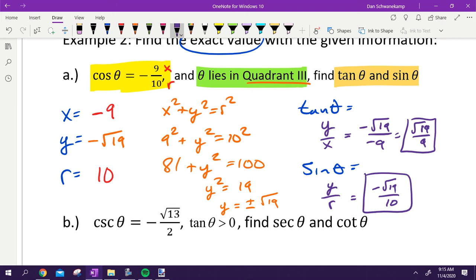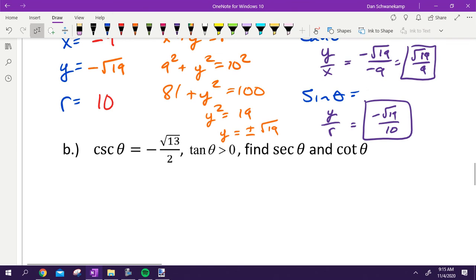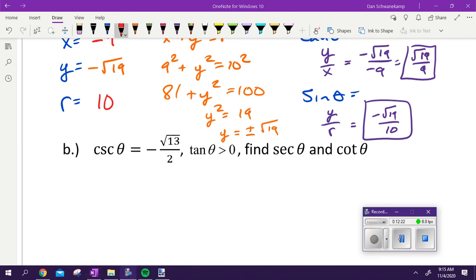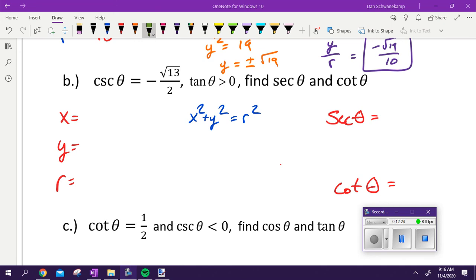Questions on A. Let's do it on B. Find your x, y, and r on letter B without me. So as I look at this thing, cosecant of theta is negative radical 13 over 2. So Abby, if cosecant of theta is negative radical 13 over 2, what is that telling us here? Good. R is radical 13 and your y? Negative 2. Because we know one of them has to be negative. It can't be my r, so it's got to be my y.